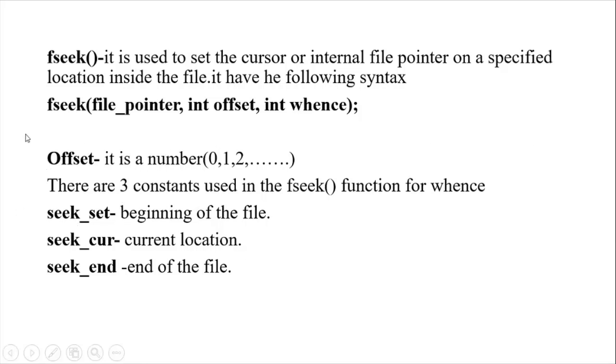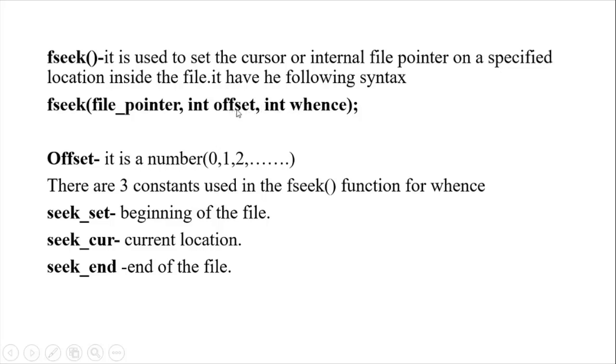Next is the fseek function. What is the purpose of the fseek function? It is used to set the cursor, or internal file pointer, to a specified location inside the file. By using fseek, we can move the file pointer forward or backward. The syntax is fseek with 3 arguments: the file pointer, an integer value for offset, and another integer value for whence.